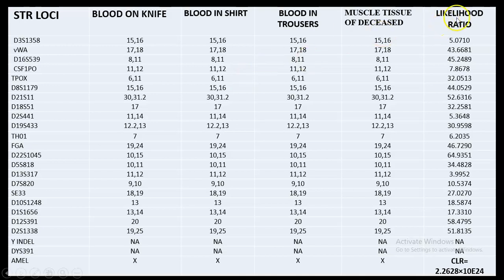So the likelihood ratios were calculated for each locus or marker, and after that they were multiplied to get the combined likelihood ratio, and the value was 2.2628 times 10 to the power of 24, a very huge number.